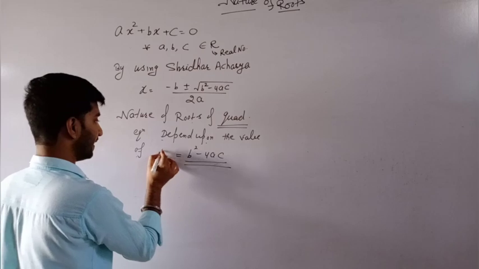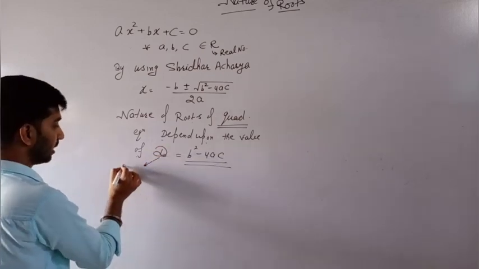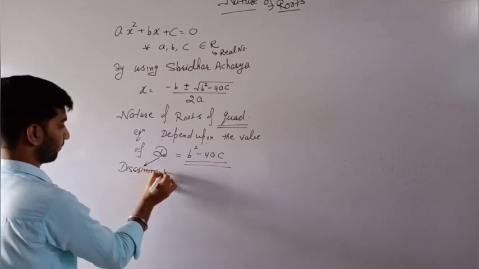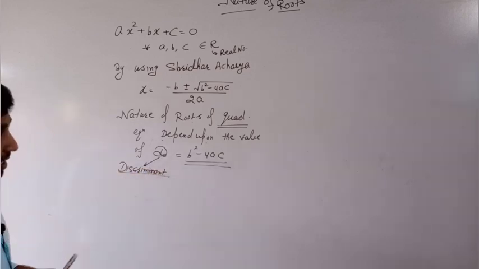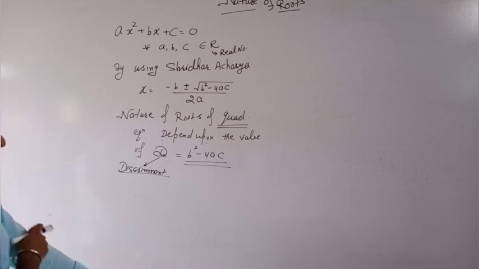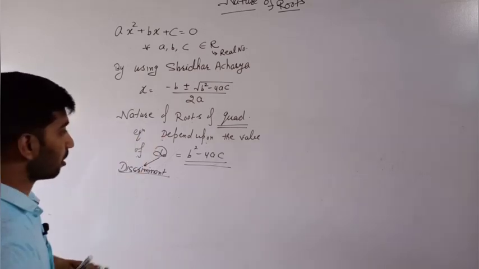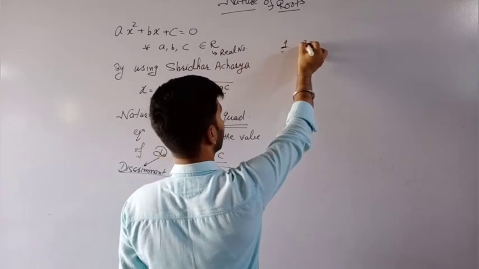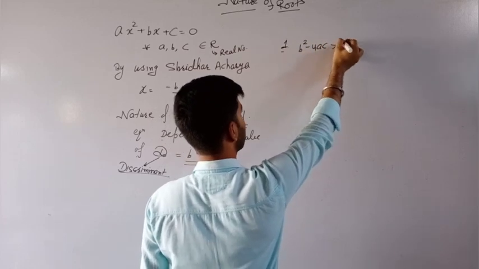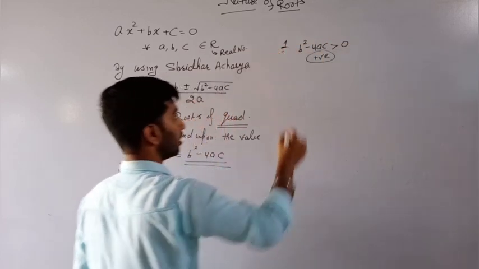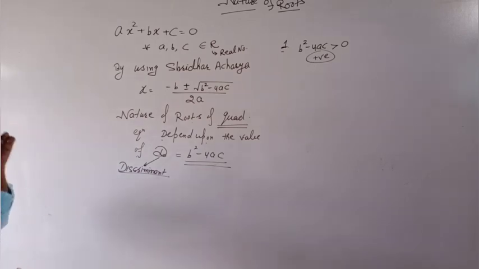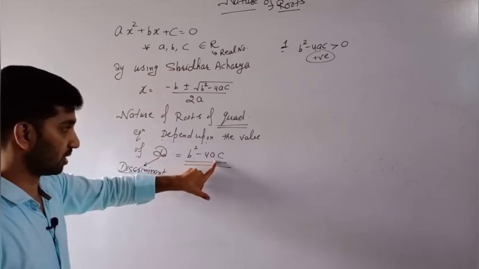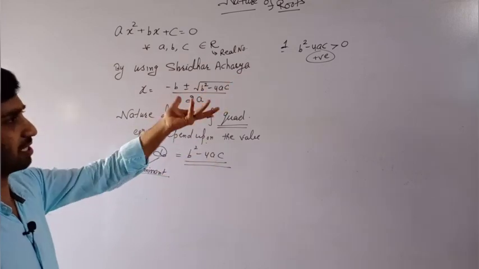Completely, it is called D, which means discriminant. Discriminant is known as D, b square minus 4ac. How does the nature of roots depend on the value of b square minus 4ac? Let's see that first. b square minus 4ac is greater than 0, meaning positive. If the value of b square minus 4ac is positive, first of all we will find a, b and c, then find the value of b square minus 4ac, and assume that the value is positive.